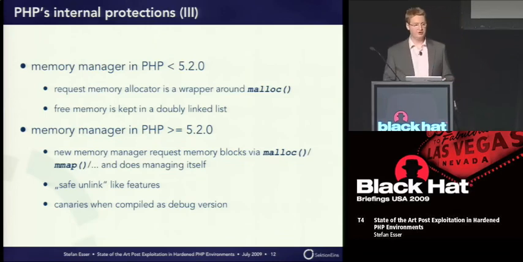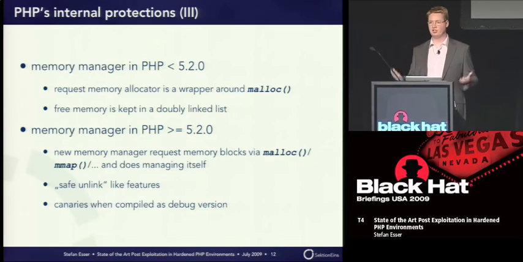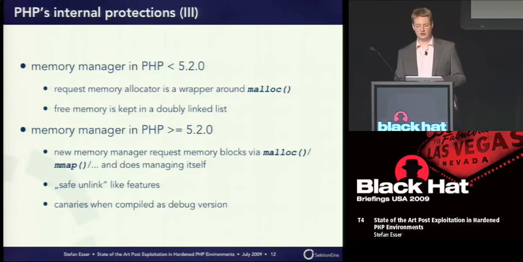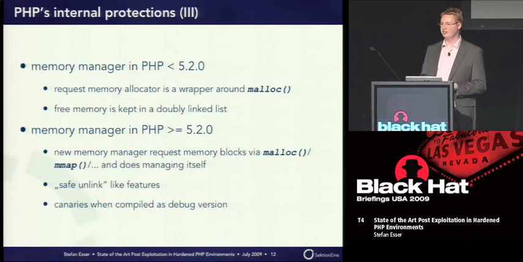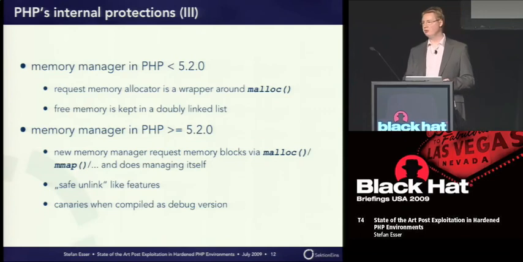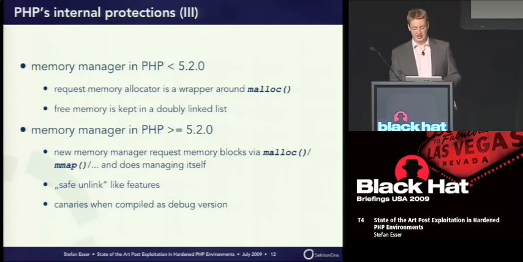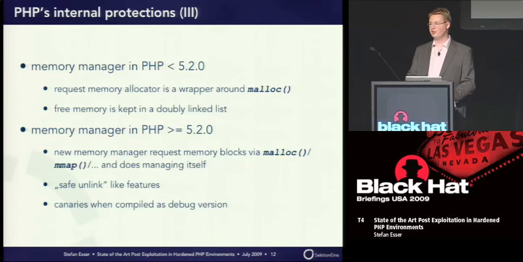With PHP 5.2, the memory manager was completely changed. The people behind PHP, the Zend Corporation, decided that they can do a better memory manager than the C library developers. So they created a completely new memory manager that is thread safe. And of course, they put some modern security features in there, like a safe unlink, and they also have a canary protection, but it's normally deactivated. It's only activated in debug mode, but no one runs the production server in debug mode.